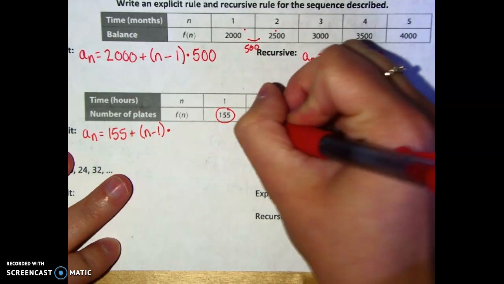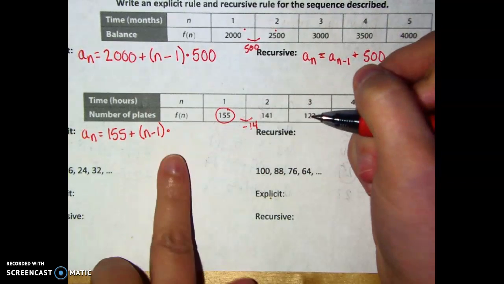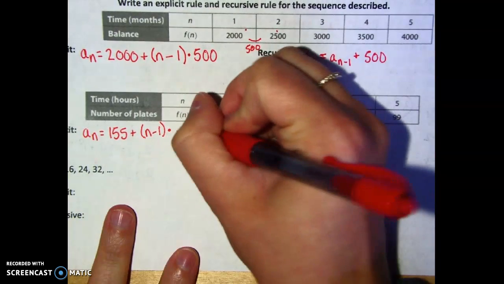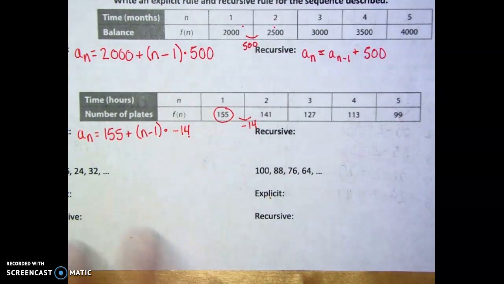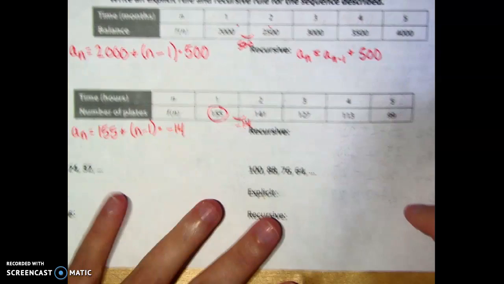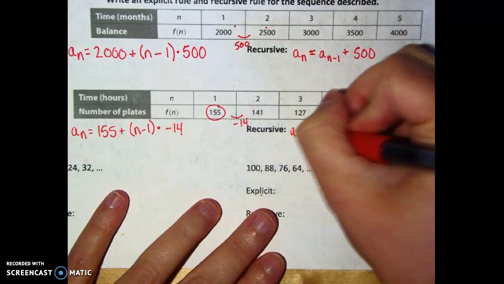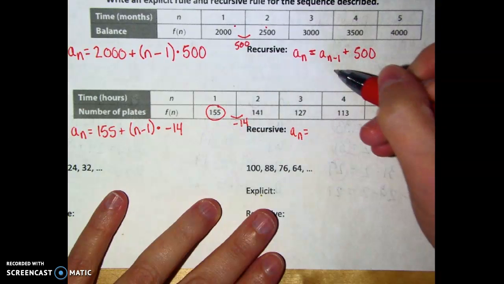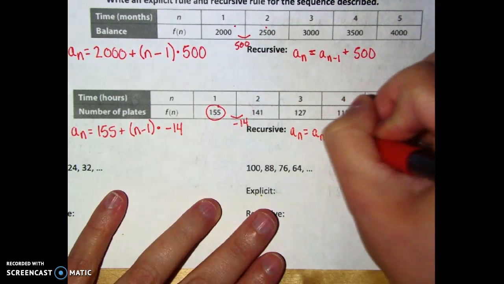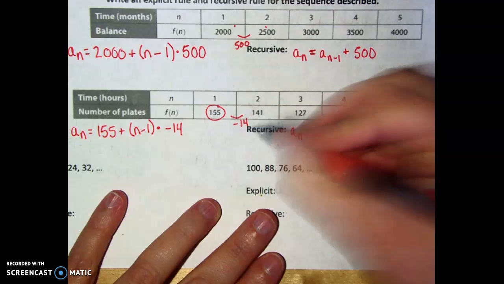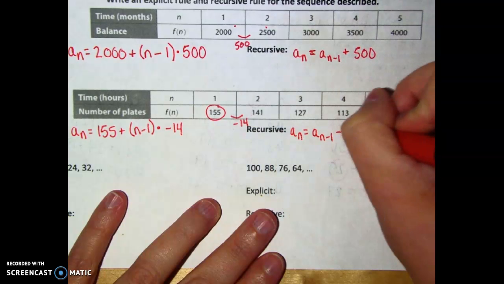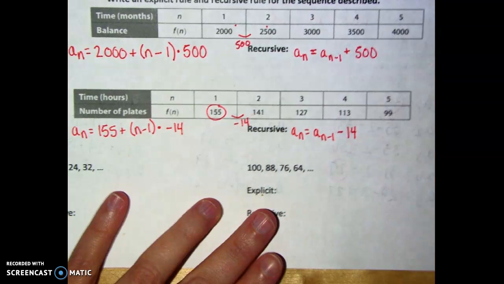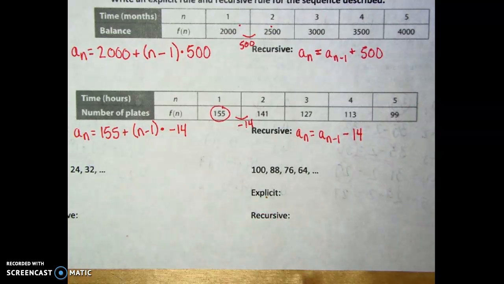So if you want, you can write negative 14 here, but it's times negative 14. You can put the negative 14 inside parentheses if you want to, but you don't have to. And over here for recursive, a sub n equals, and we keep the a sub n minus 1. And then common difference is negative 14, so just put minus 14. You do not have to put plus negative 14.